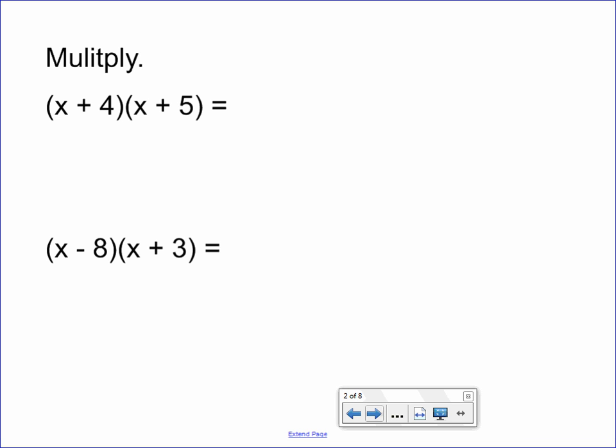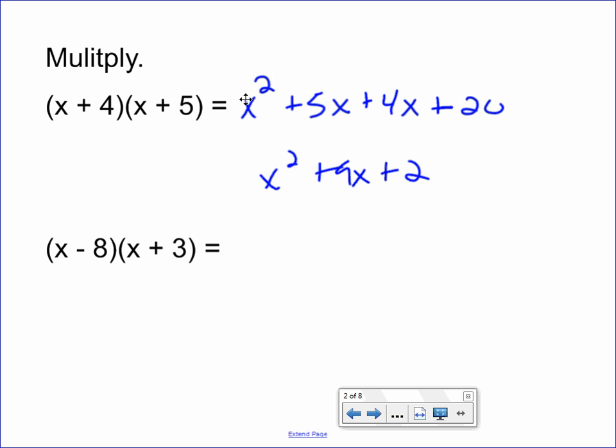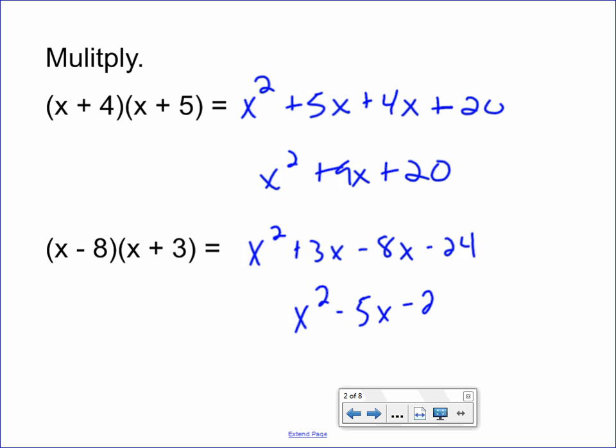So we're going to start out with just a couple examples of multiplying. I know you've done these before, so if you just take a little time to multiply them out, I'm just going to use the distributive property quickly. And we'd get x squared plus 5x plus 4x plus 20. And so I get x squared plus 9x plus 20. Okay, the second one, if I did the same thing, I'd get x squared plus 3x minus 8x minus 24. And the final answer then would be x squared minus 5x minus 24.